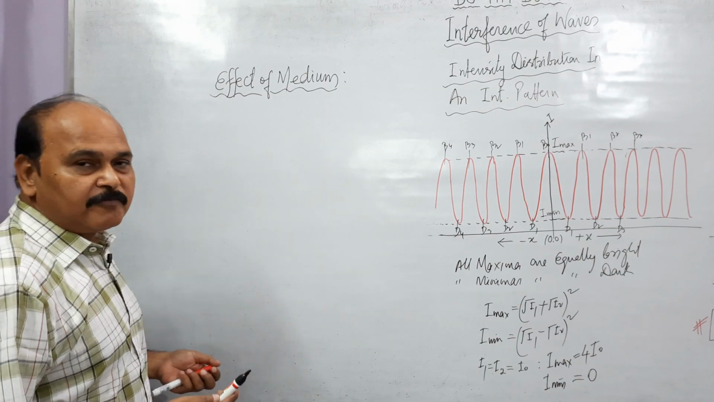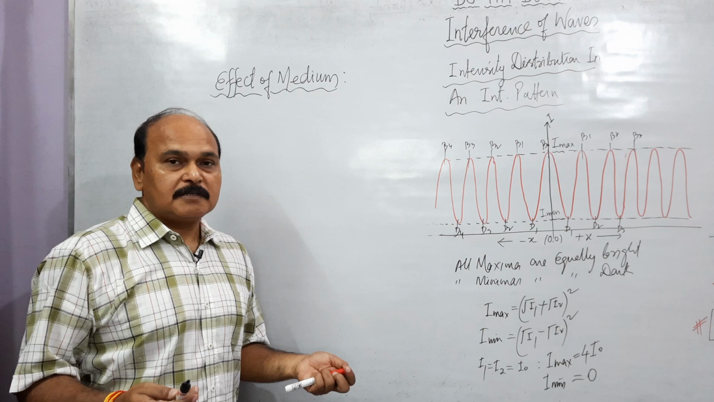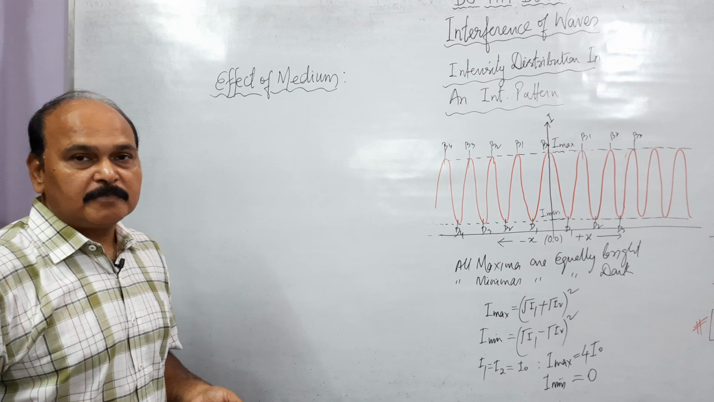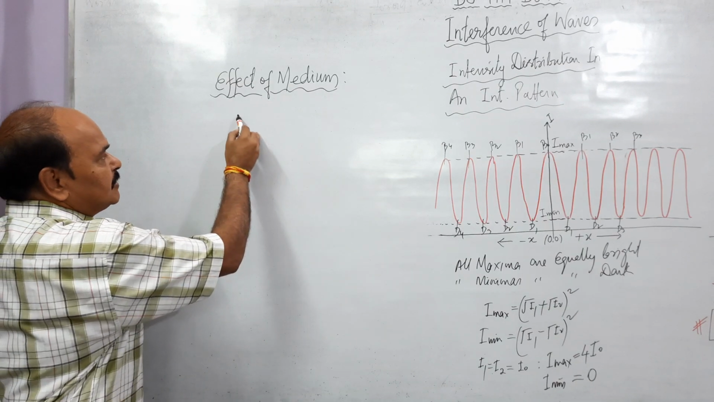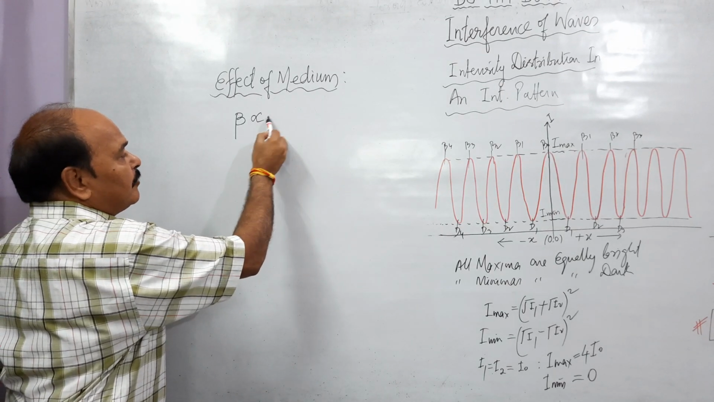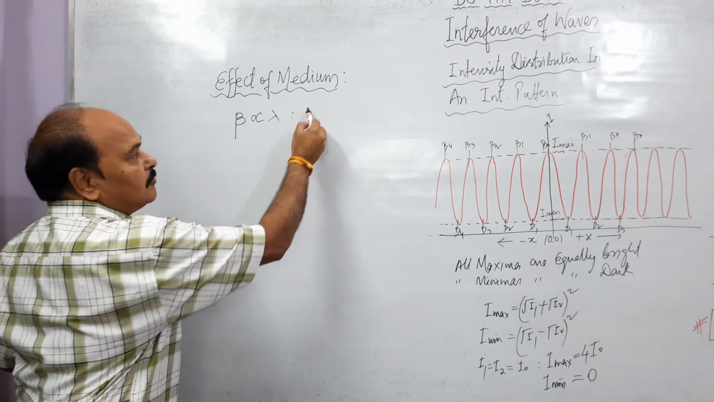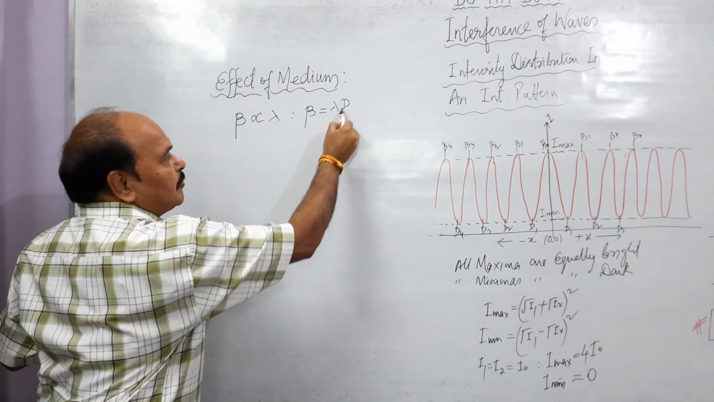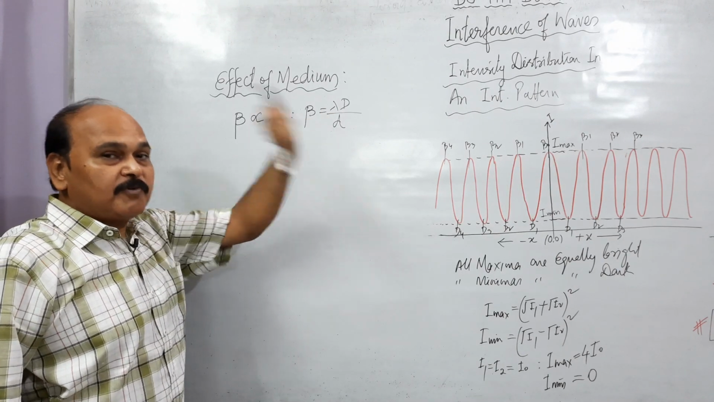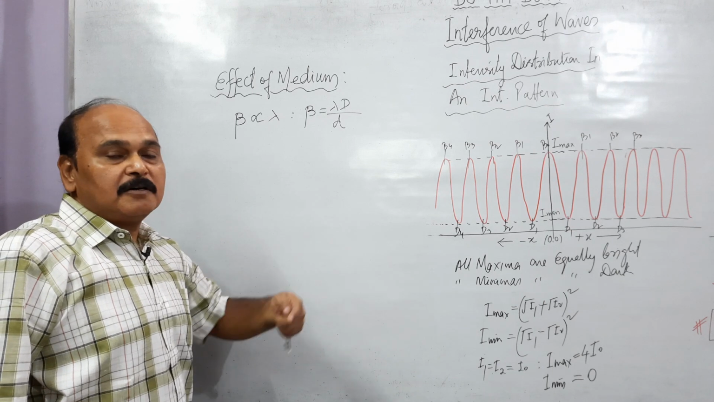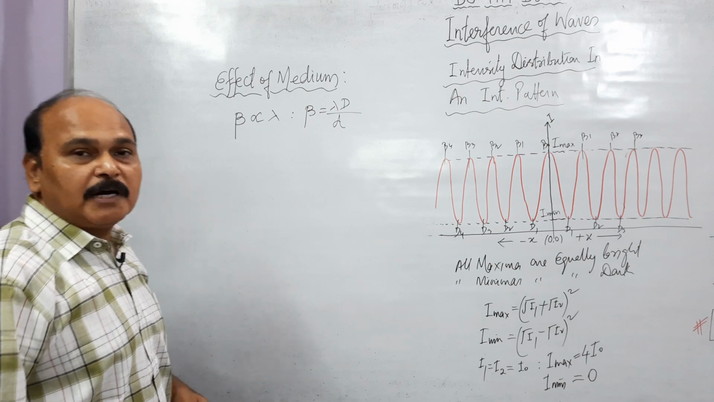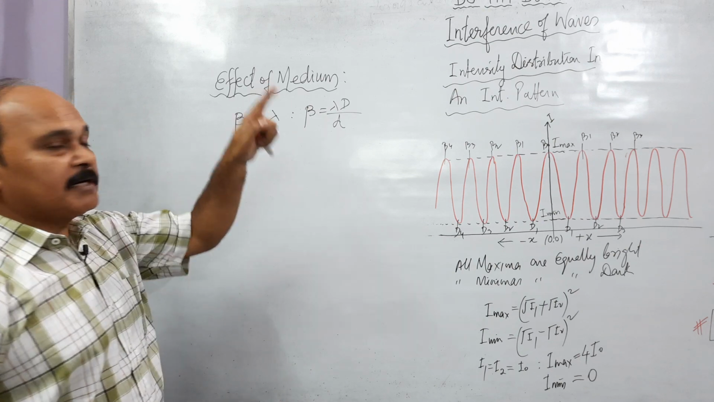Children, let us know the effect of medium on the interference pattern. So why is the interference pattern affected by medium? It is simply because fringe width or bandwidth is dependent upon lambda. We already know that fringe width is lambda capital D upon small d. This is linear fringe width. Since fringe width depends upon lambda, that is why the fringe pattern also depends upon medium. Wavelength varies from one medium to another. That is why the fringe pattern is affected by medium.